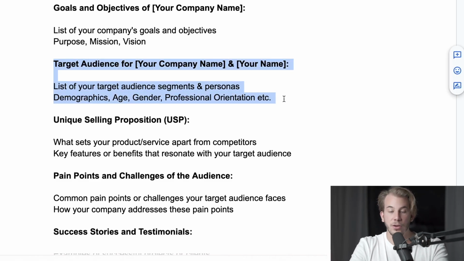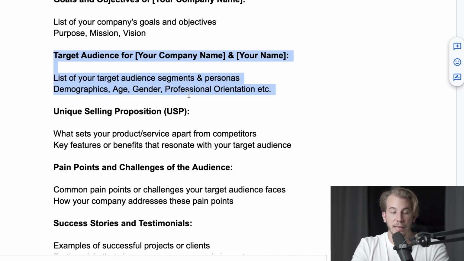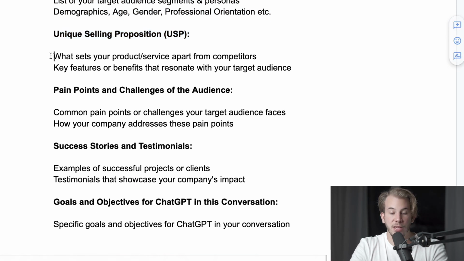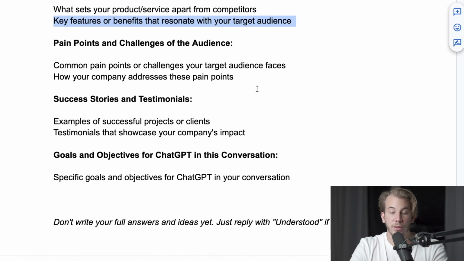And here then you can give ChatGPT as a briefing the relevant real market data from your existing customers to build a really customer-centric, customer-focused brand and product. Your unique selling propositions, USP, what sets your product or service apart from its competitors, its key features, benefits that resonate with the target audience.